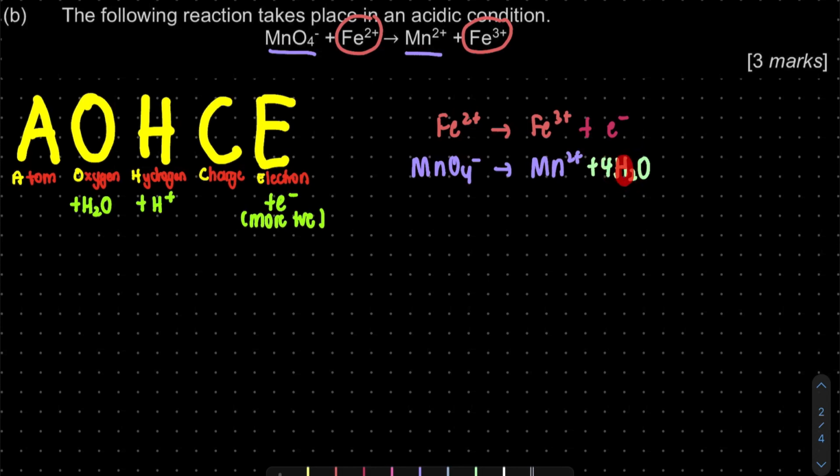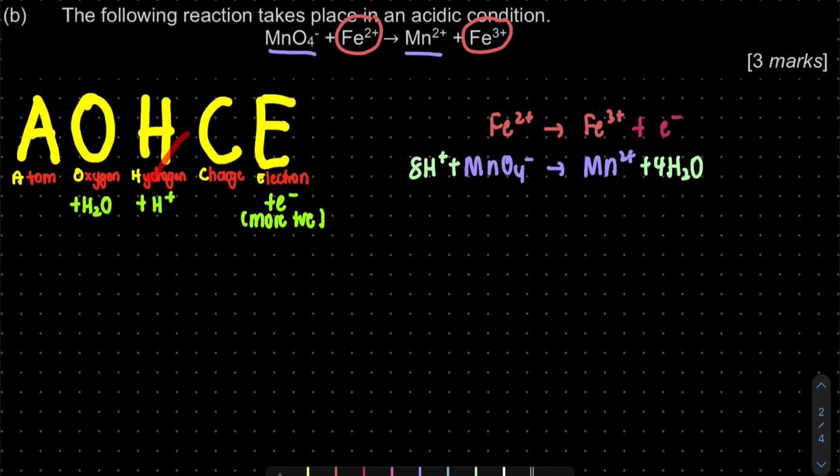Because we have 2 hydrogens here, but then we have the number 4 at the front. So how many hydrogens are we going to add? We're going to add 8H⁺, because we're not going to add H2, we're going to add H⁺. So it becomes 8H⁺, and hydrogen is balanced. So right now, all the atoms are balanced.